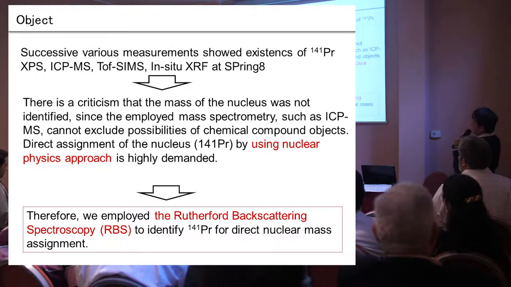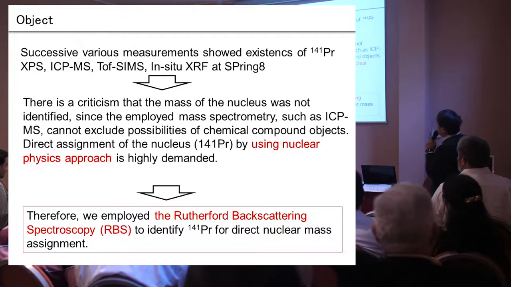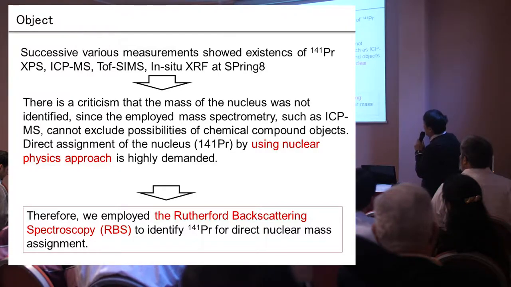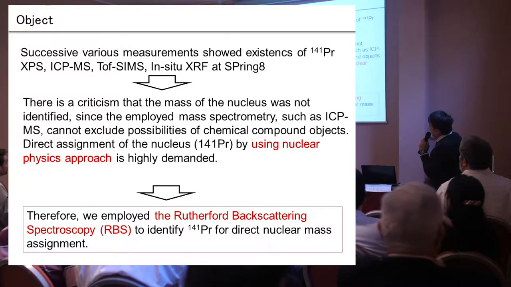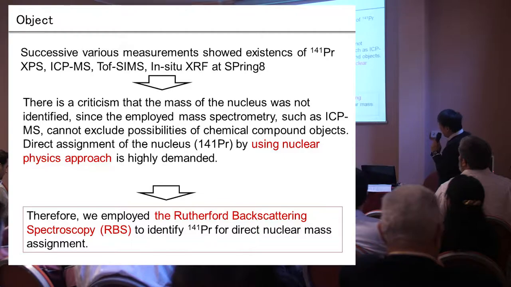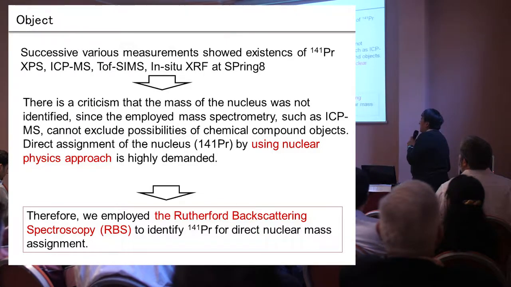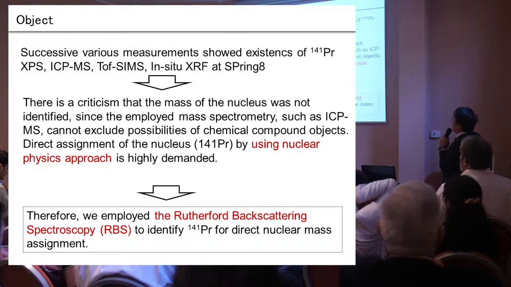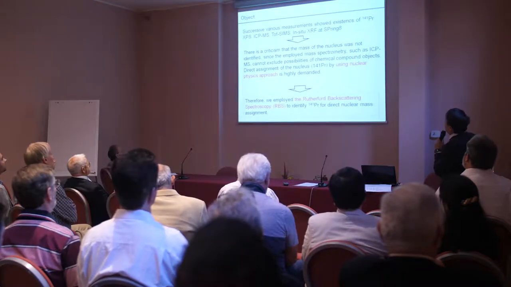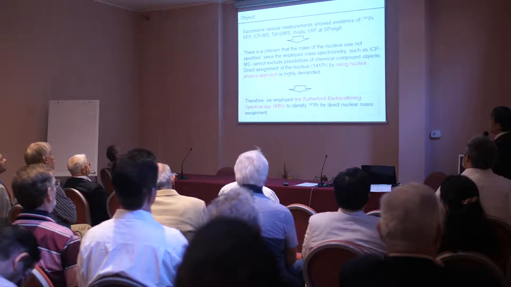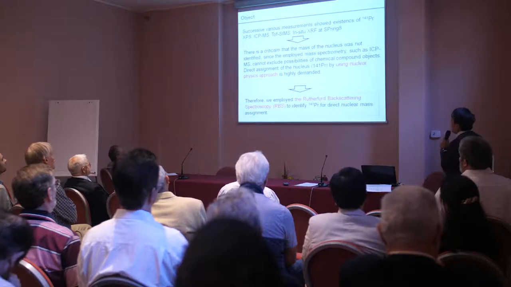So our objective is successive, various measurements showing the existence of praseodymium, such as XPS, ICP-MS, time-of-flight SIMS, and in-situ XRF at SPring-8. XPS and XRF use electron orbitals, while on the other hand ICP-MS and time-of-flight SIMS measure atomic mass. So there is a criticism that the mass of the nucleus was not identified. For example, mass spectroscopies such as ICP mass cannot exclude the possibility of chemical compounds. So direct assignment of the nucleus using a nuclear physics approach is highly demanded.